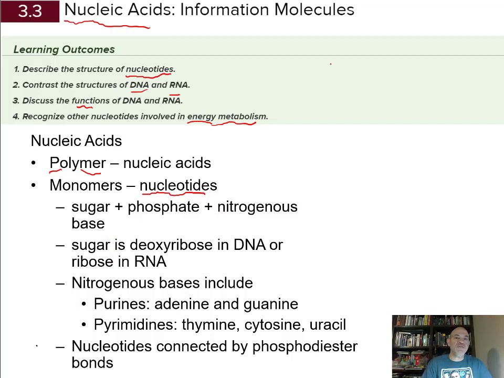Now the sugar itself is going to be a pentose, and penta means 5. In the last section, hexose had 6 carbons. So this pentose is going to be one of 2. It's going to be either ribose or deoxyribose. And if it's DNA, it's going to be deoxyribose. And deoxy means without oxygen. It has 1 less oxygen in its structure.